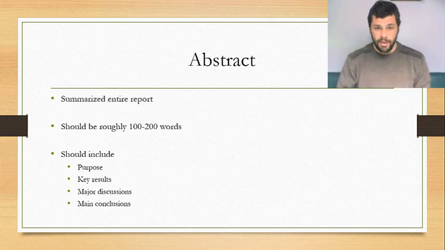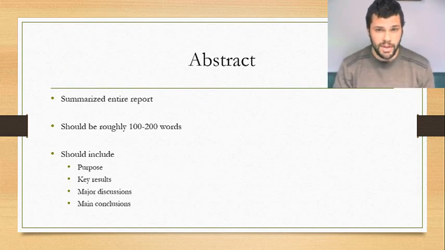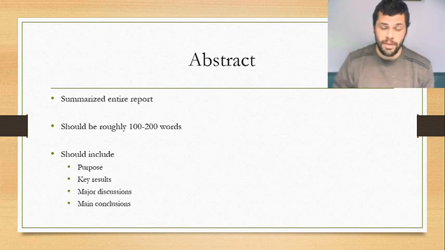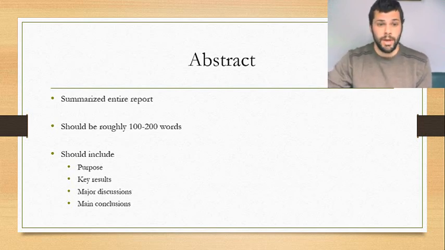The abstract. This is really the first written section of your lab report. It should be a brief summary of the entire report. It should be roughly 100 to 200 words, and it should include a purpose, the key results, the major discussions, and the main conclusions.